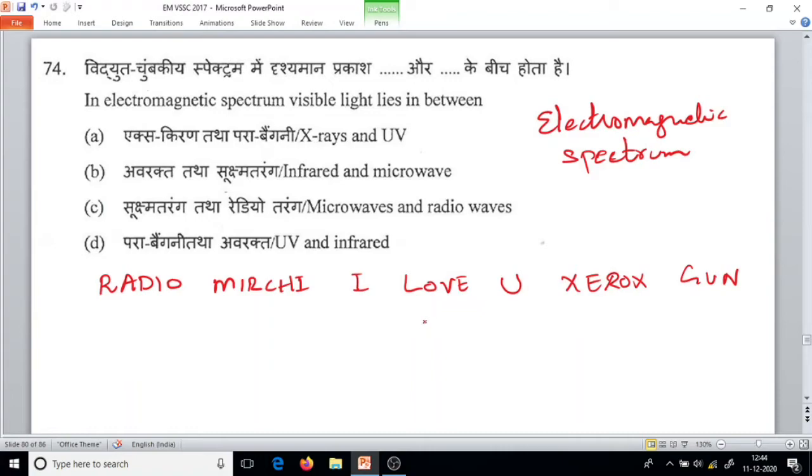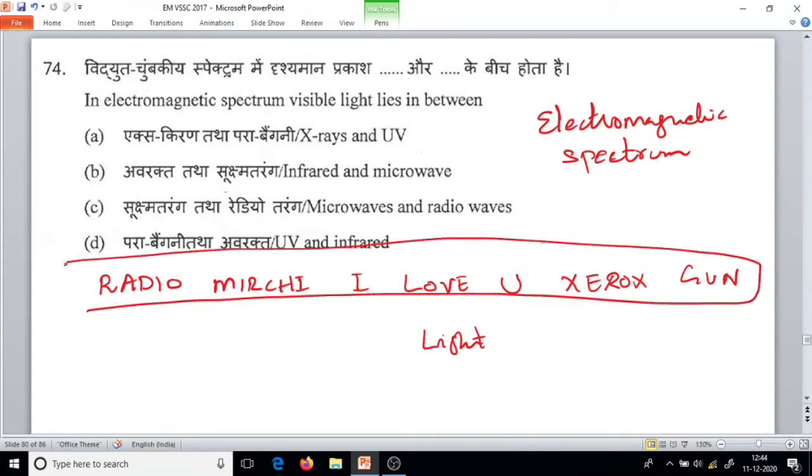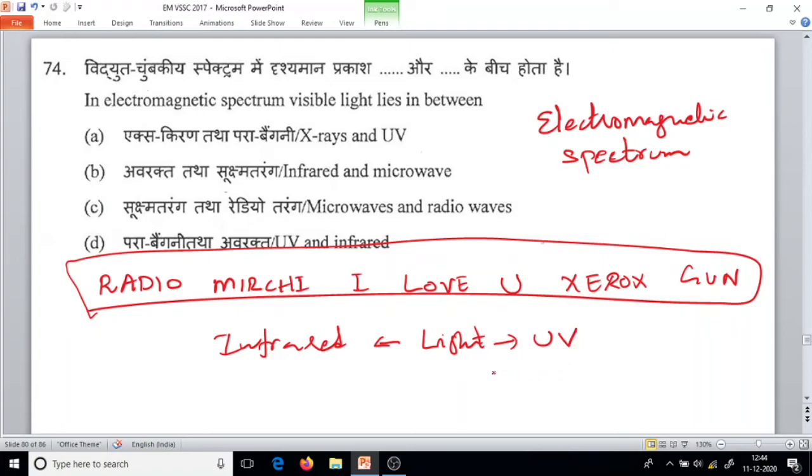Now, what is the question? Where is the visible light? You have to remember this sentence whenever a question comes from the electromagnetic spectrum. So on the left side of light, what is there? Infrared is on the left. What is on the right? UV, ultraviolet is there. So the answer is option D.